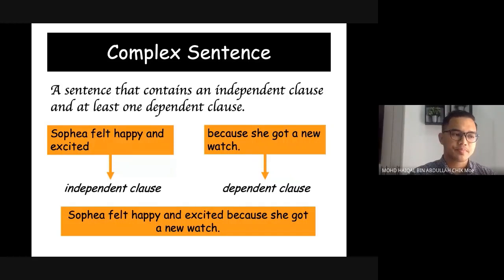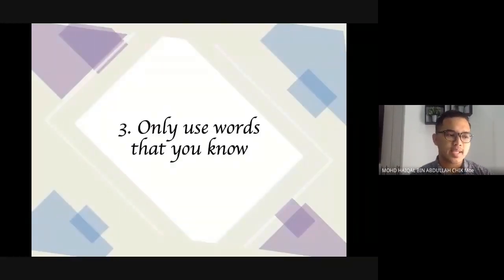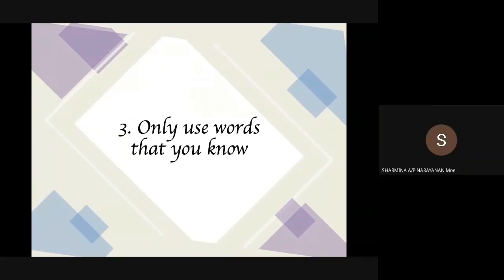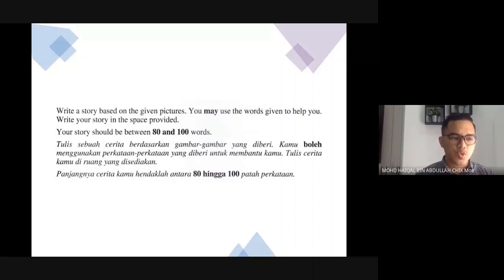All right. Next on my checklist is only use words that you know. Everyone, let us study the instruction for Section C. Write a story based on the given pictures. You may use the words given to help you write your story in the space provided. Your story should be between 80 and 100 words. Now I would like to draw attention to this line. You may use the words given.